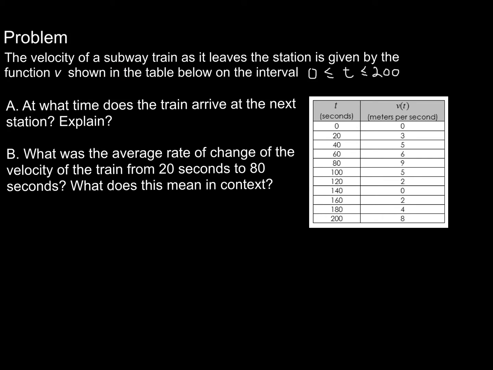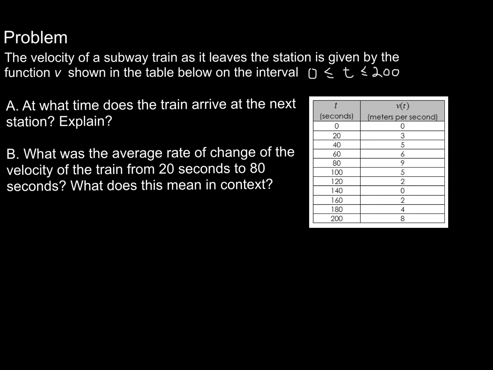As you might notice, this subway train doesn't travel in miles per hour, but meters per second. So 20 seconds in, the train is traveling at 3 meters per second. 80 seconds in, it's traveling at 9 meters per second. So you can think about what that means in context, and when answering the question, what time does the train arrive at the next station, you can look at the table and think about what it is that you're actually looking for. What will it mean in terms of the velocity? What will the velocity of the train need to be when it has arrived at the next station?